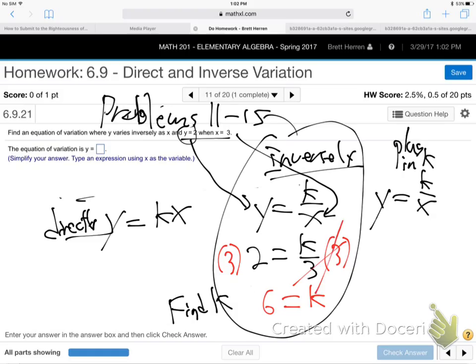And so then bring that up here and put it in. y equals 6 over x. We're done. That's all they want. So there we go. So we made it.